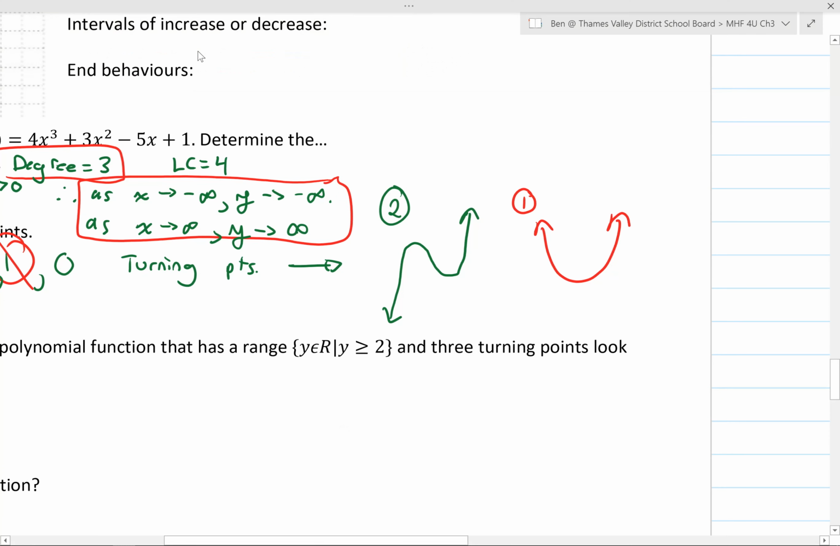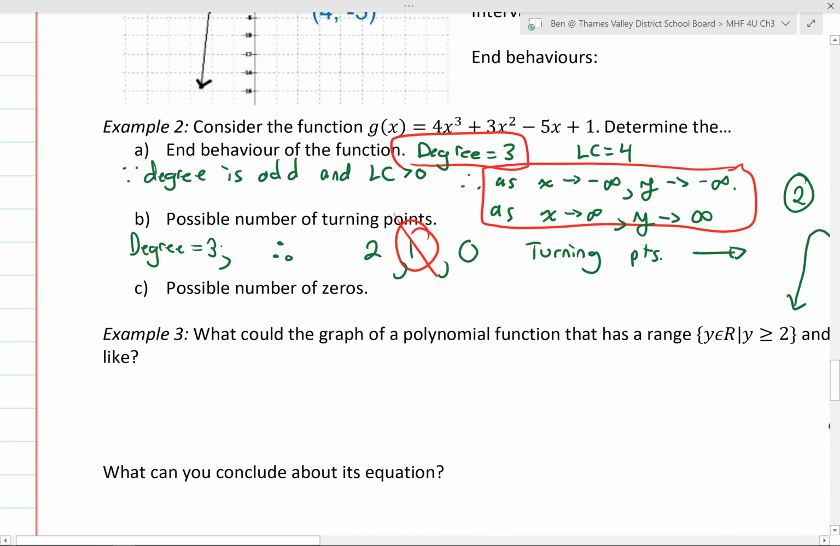But if we go back into it and we check out 0 turning points, that's like a constant function. Again, it does have the end behaviors in opposite directions. That's certainly allowed, so we can have 2 or 0 turning points. We cannot have exactly 1 turning point here.